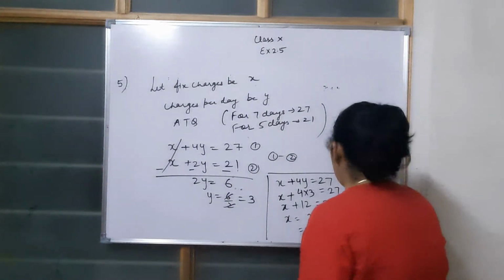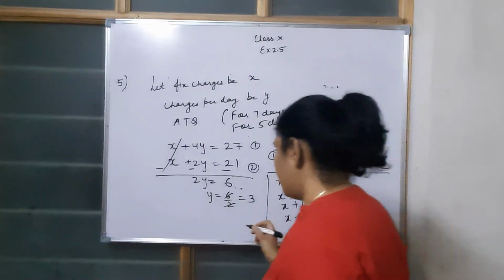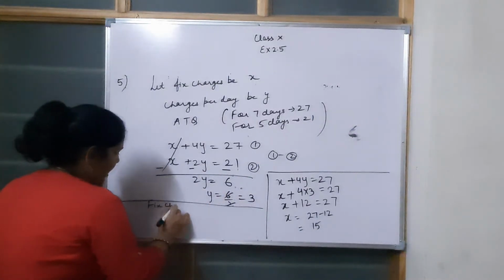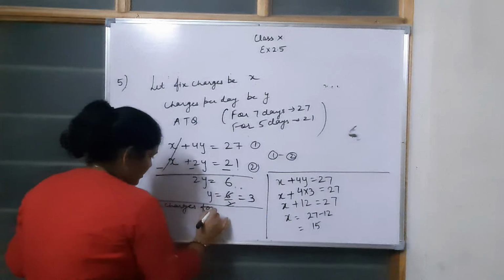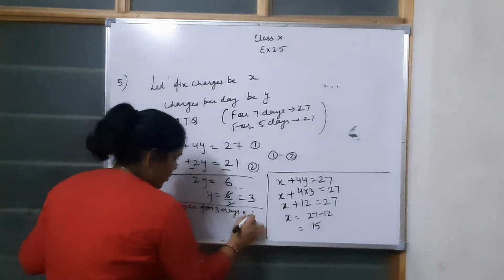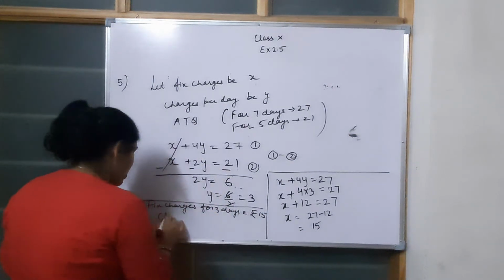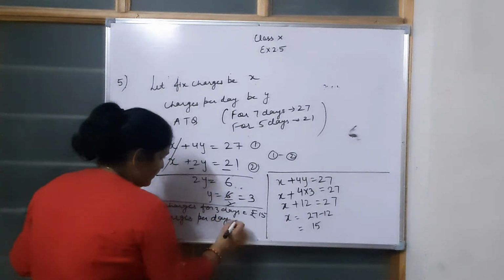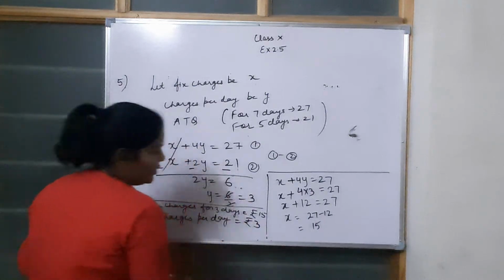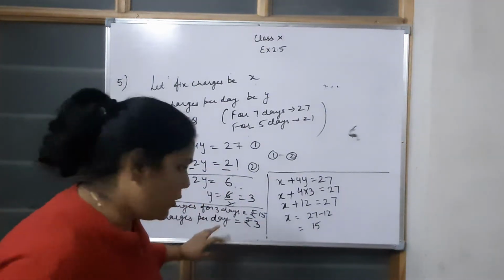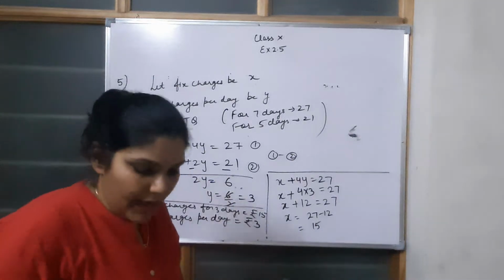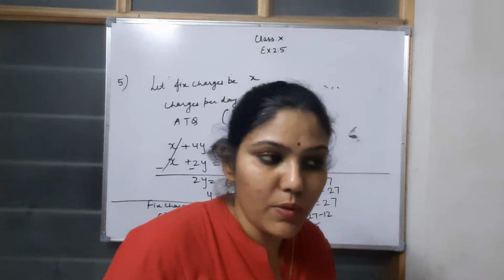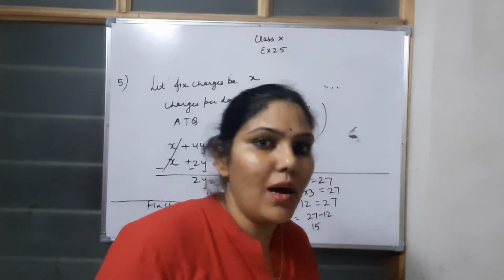So you'll be writing here: fixed charges for 3 days will be rupees 15 and charges per day thereafter will be rupees 3. Is that very much clear? Alright. So again, try to frame equations from the given word problems. If you have any doubt, you can always ask me.